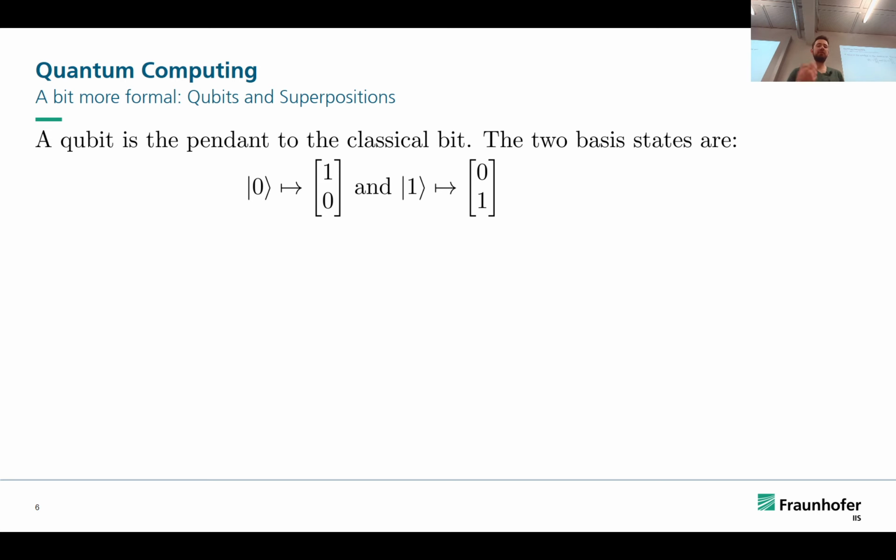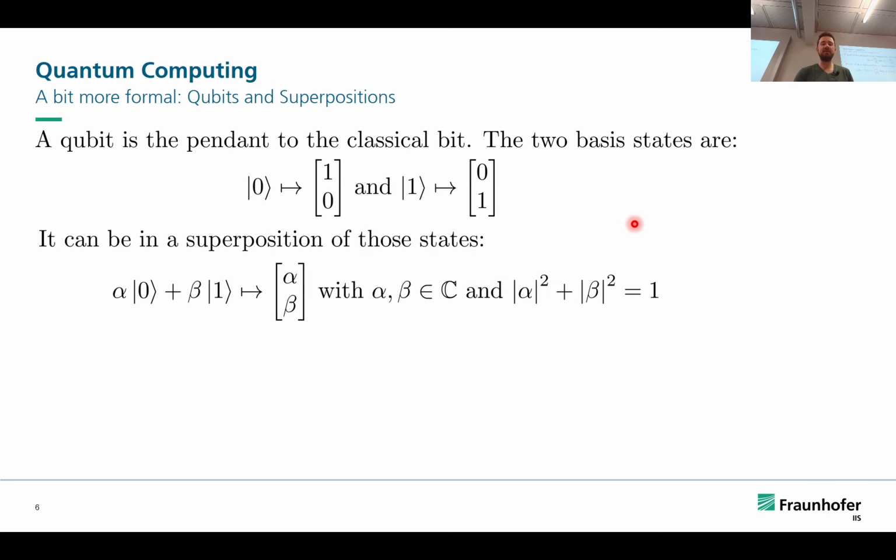So, I mean, you probably all know that for classical computers, the basic unit of information is ones and zeros, so 1 bit. And for quantum computers, the corresponding unit is qubits, so basically the 0 state and the 1 state. And we also can associate this with those column vectors there. We will see shortly why we want to do that.